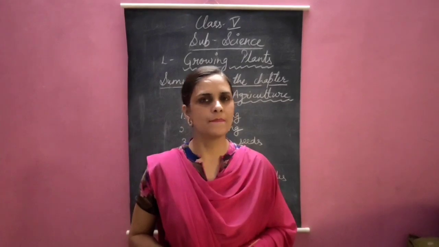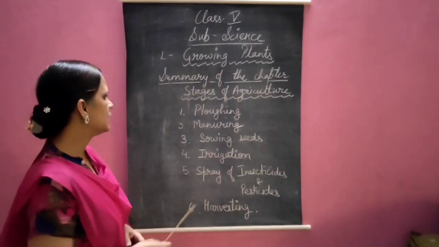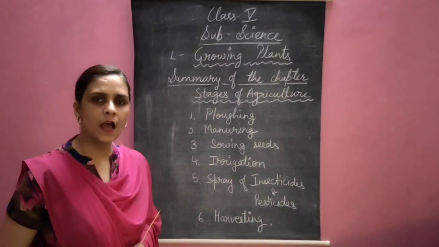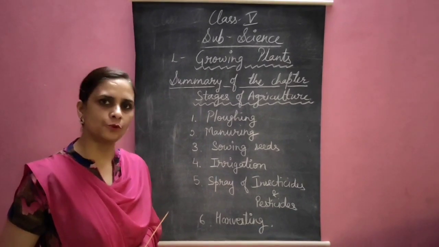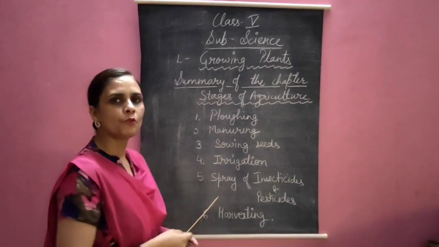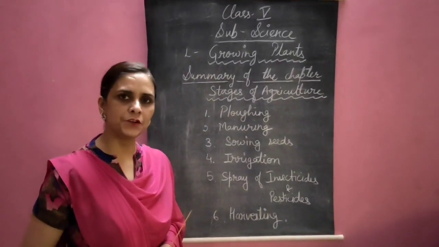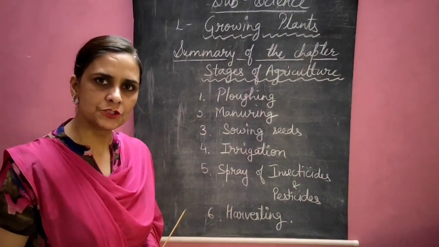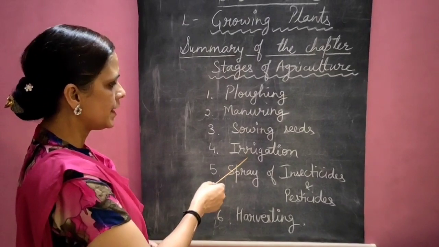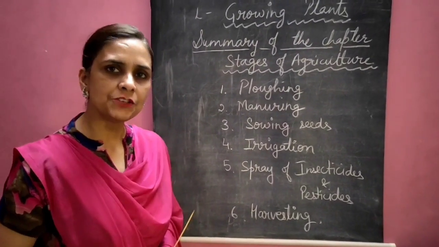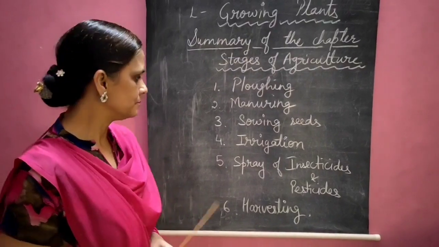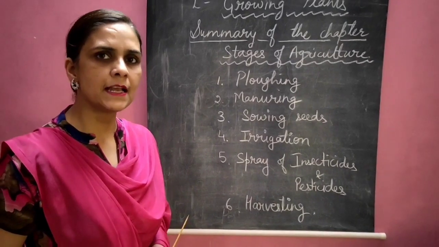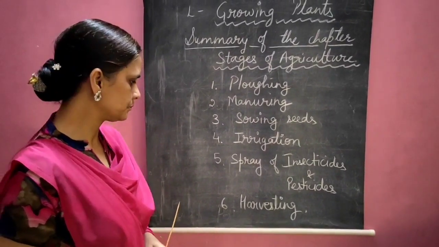Now let us discuss the stages of agriculture, which include plowing. It means timely plowing of the field to make it airy and fit for the crops and the roots to grow well. Manuring, providing manures which help to increase the nutrients and replenish the soil. Sowing seeds. The seeds are sown after the manuring. Irrigation, which means providing an adequate amount of water timely in the field. Spraying insecticides and pesticides to protect the crops from insects and pests like rats, etc.